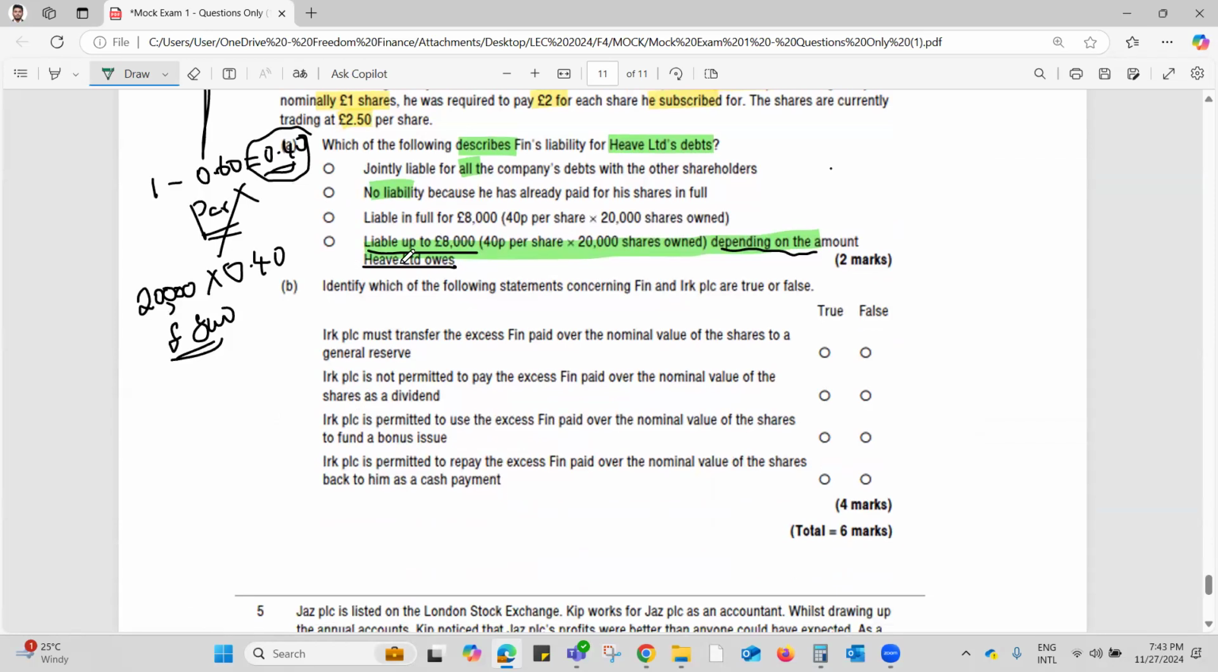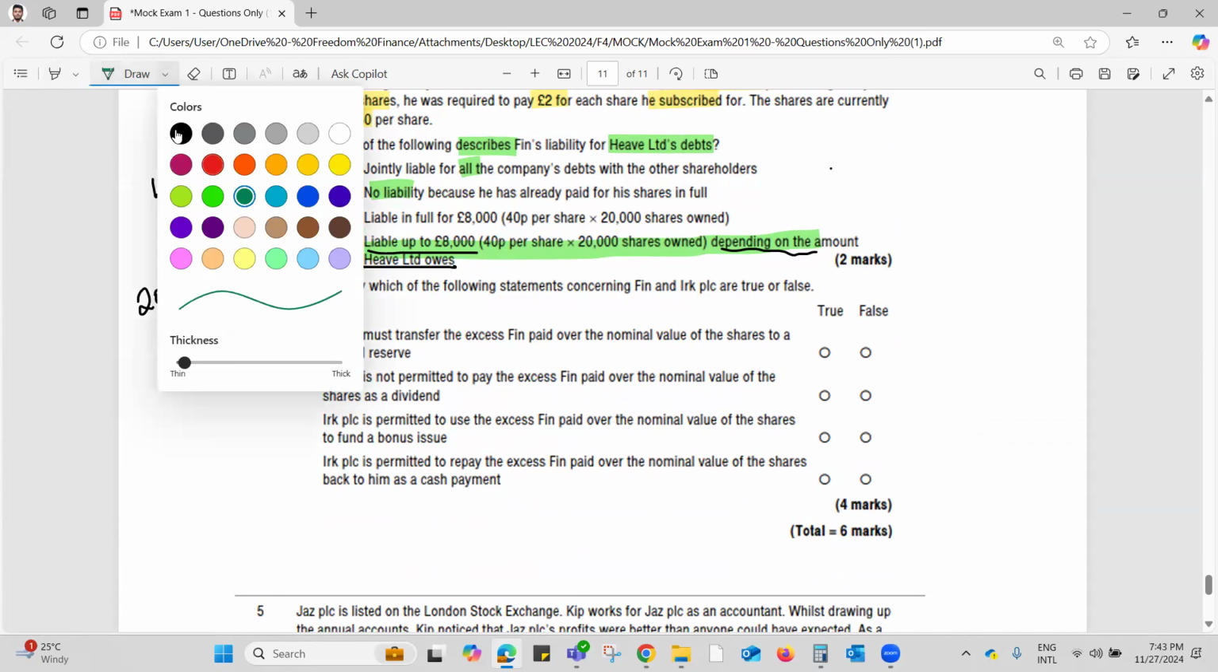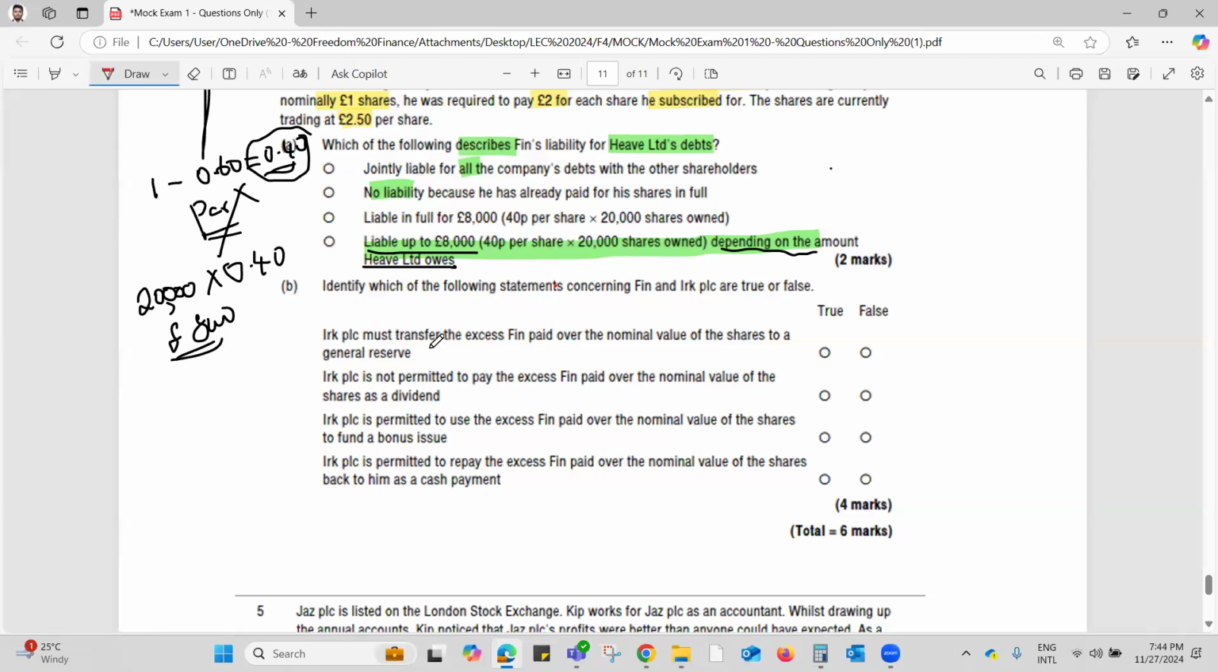So let's discuss the next part. Now you need to say, is it true or false? These things will be easy to answer after those explanations. So let me take this one: IPLC must transfer the excess fund paid over the nominal value of shares to a general reserve. Do you transfer it to a general reserve? No. The excess money received, we call it share premium, isn't it? The share premium is charged to the share premium account. The excess fund is charged to the share premium account. So it is false.